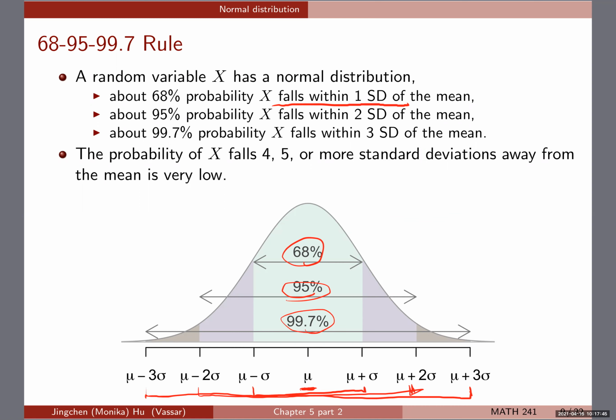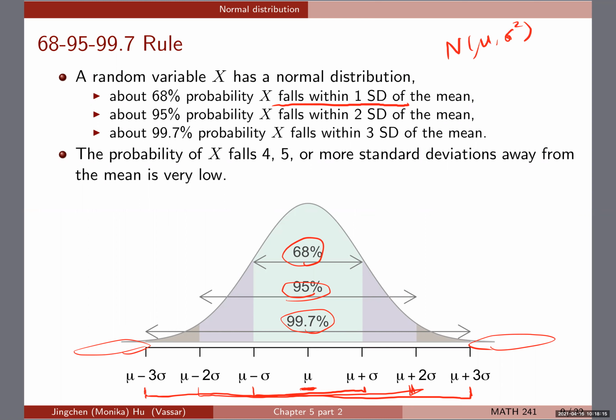The probability of x falling 4 or 5 or more standard deviations away is very low, because within 3 is already 99.7%. Whatever remains only adds up to 0.3%, and that's what we mean by very low probability. This is true for any normal distribution with mean mu and variance sigma squared.